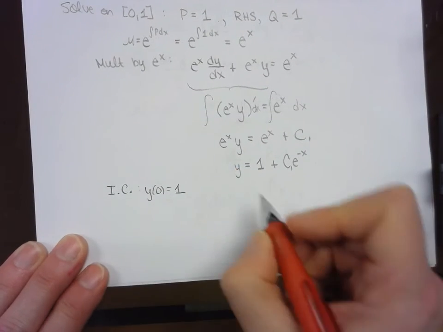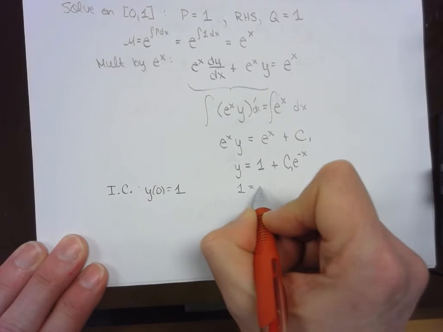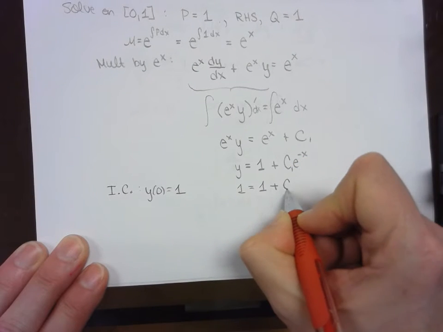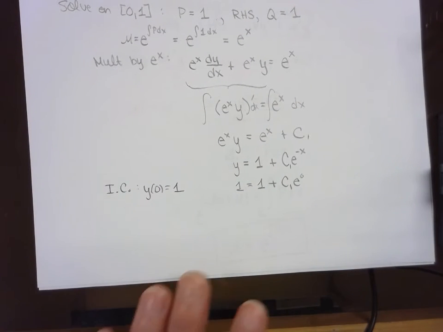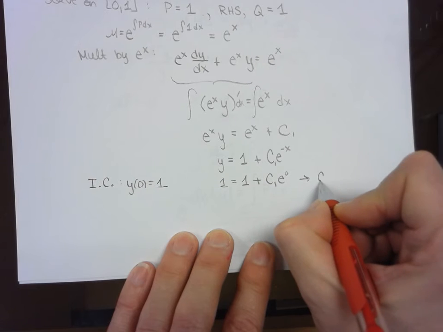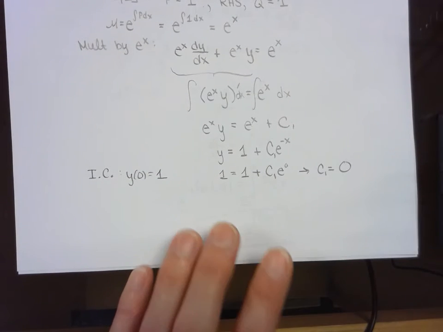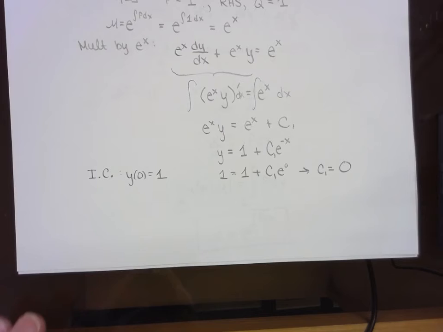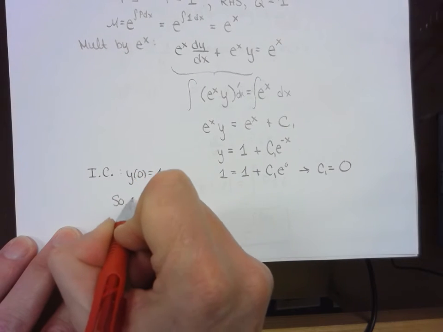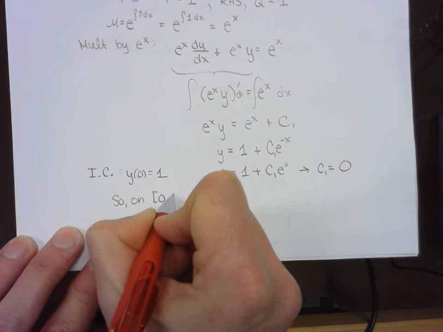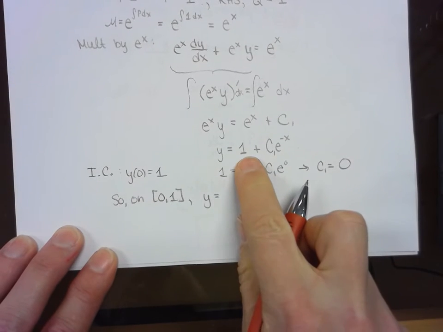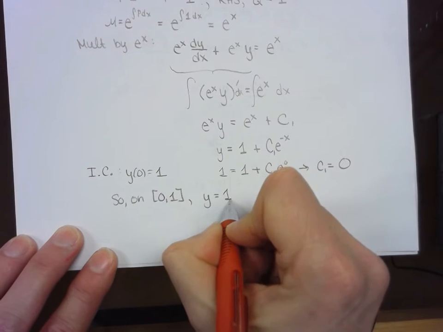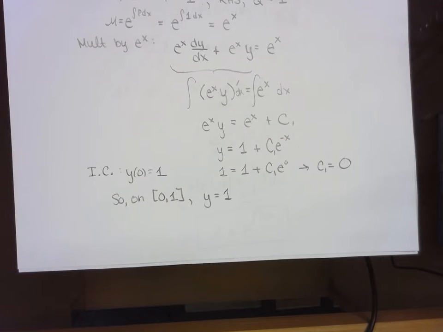So the y is 1, the x is 0. But e to the 0 is 1. So what does C1 have to be? 0. So on the interval 0, 1, y is just the constant function 1, which matches what we see in the solution I produced with Maple.